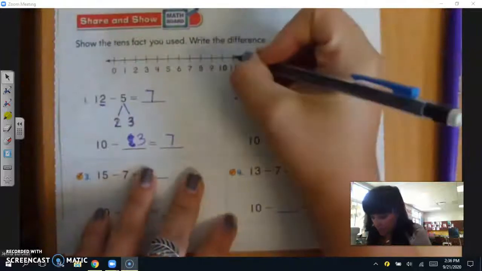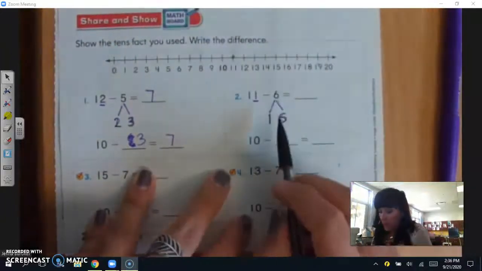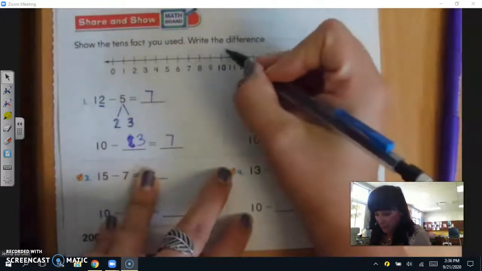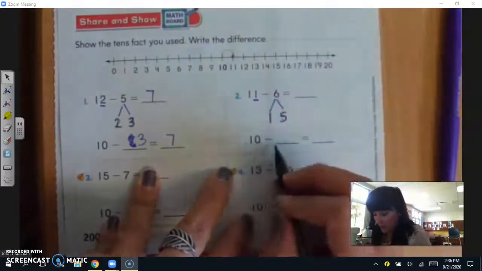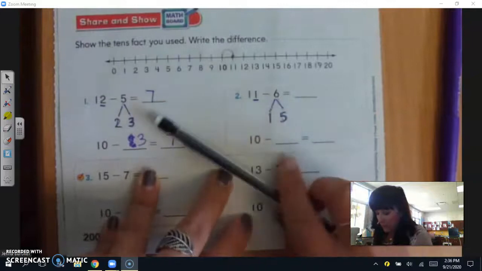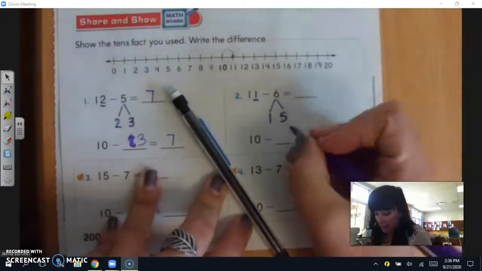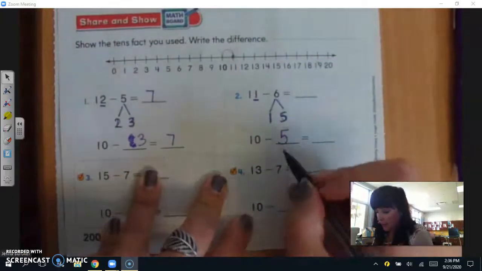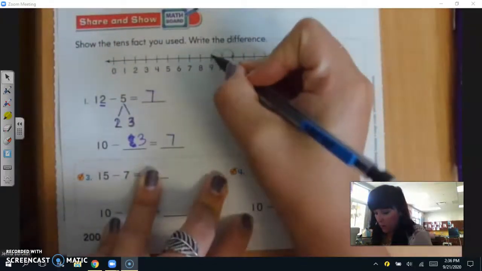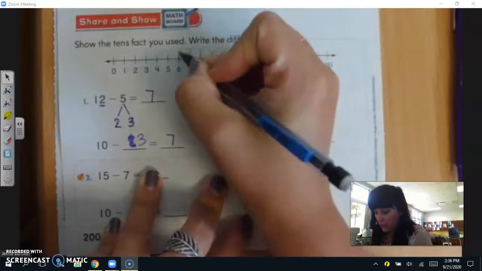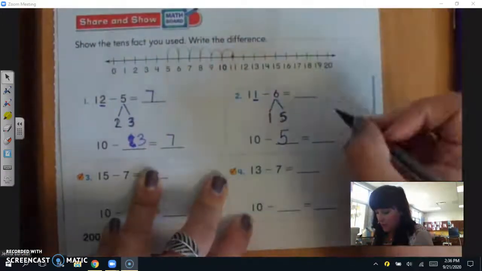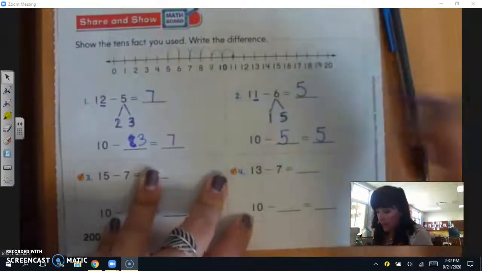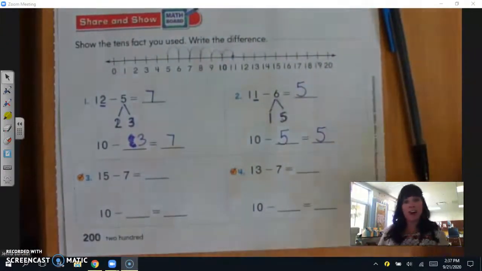Yikes. Okay. My dot is on my 11. I'm going to take away 1 because that's going to get me to my 10. So boom, now I have 10 minus, how many more do I need to subtract? 5. So I'm going to put 5 here, 10 minus 5, and then I'm going to take away those 5. 1, 2, 3, 4, 5. And my answer is 5. 11 minus 6 equals 5.